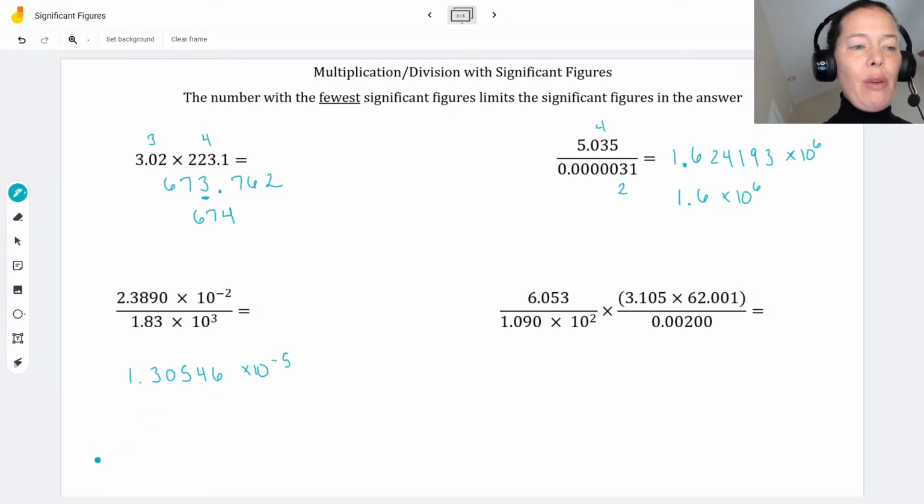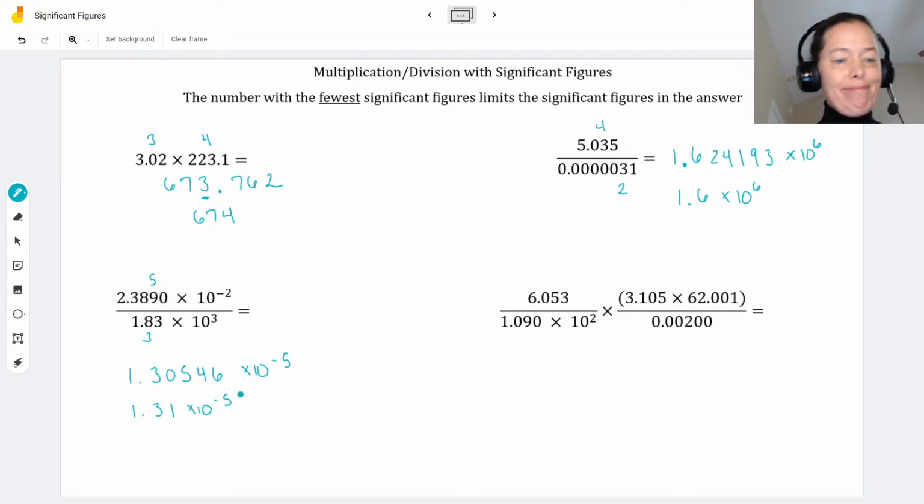Okay, so let's go back to our original numbers. Let's count up sig figs and see what we got. Okay, so my numerator has 1, 2, 3, 4, 5 sig figs, and my denominator has 3 sig figs, so my denominator is going to limit me. So I need to round this answer to 3 sig figs only. So that is going to be 1.31 times 10 to the negative fifth. Okay, and then let's go on to this big guy over here.